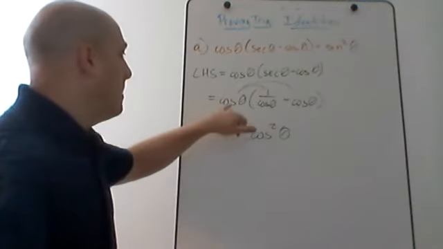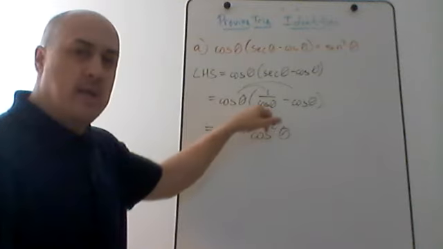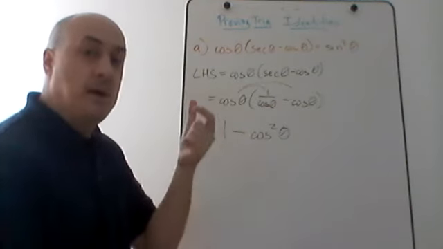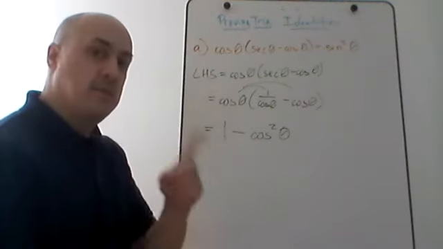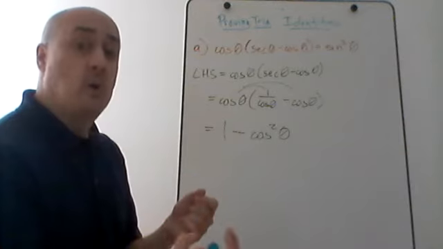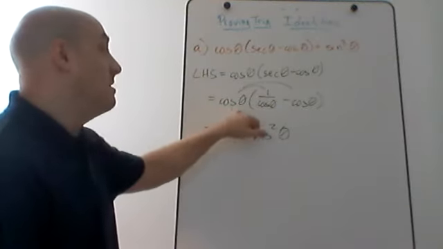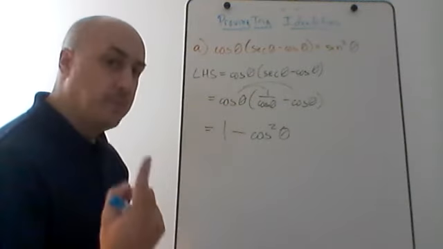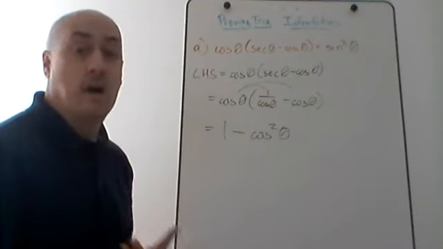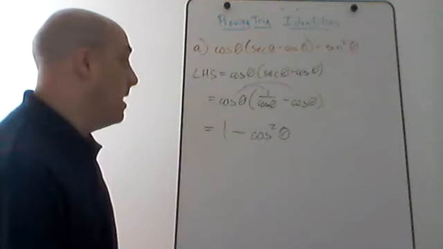When you multiply something times its reciprocal, that's going to equal 1 every time. Like if I multiply 5 times 1/5, that's 1. If I multiply 2 times 1/2, that's 1. Something times its reciprocal. Cosine theta times 1 over cosine theta equals 1. It's no different from any other pair of reciprocals that you multiply together.